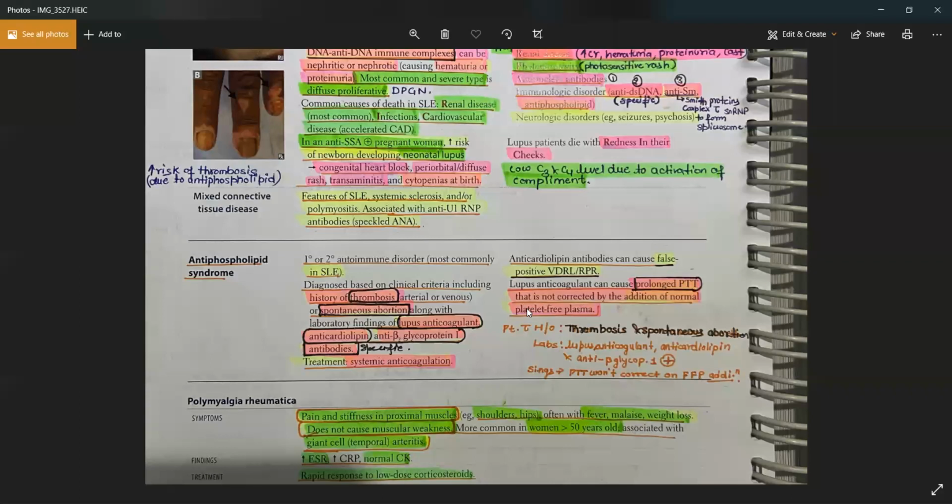That would be all about the antiphospholipid antibodies. Whenever you encounter a patient having a history of multiple abortions as well as a history of deep vein thrombosis, you can think about this condition. You will always check them for the lupus anticoagulant, the anticardiolipin antibody, and the anti-beta 2 glycoprotein 1 antibody. Any doubt?